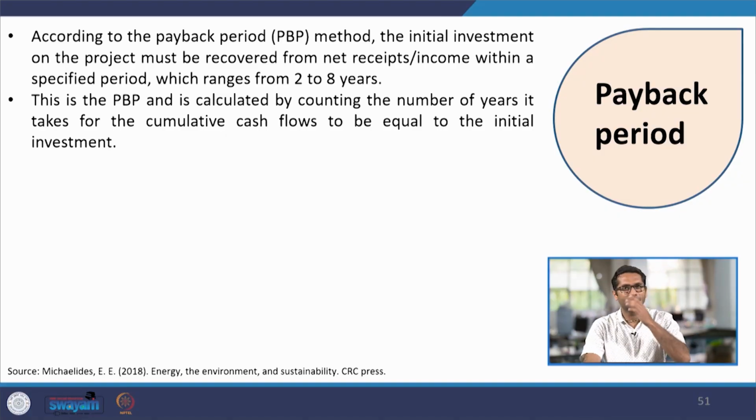Then another kind of investment appraisal methodology that is used by different types of industries would be the payback period. So payback period is basically the number of years that I would need to recover my initial investment. So this is basically the initial investment divided by the future cash flows, and whenever the total cash flows are equivalent or more than the initial investment that I made, that is said to be the payback period, and it normally varies from 2 to 8 years. Let us try to understand with the help of a simple example.